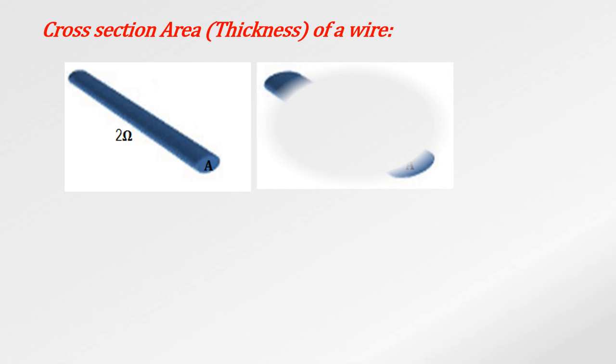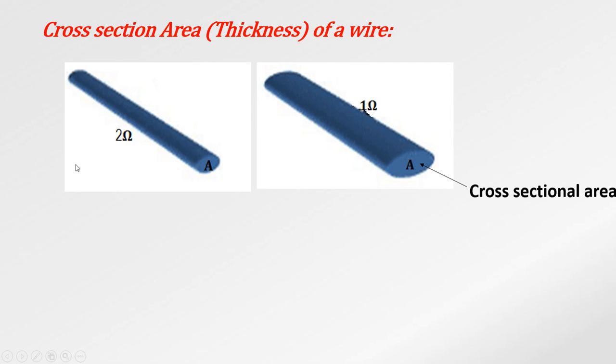Another factor that affects resistance is the thickness, or cross-sectional area, of the wire. What do I mean by cross-sectional area? This section here is the cross-sectional area of the wire. Here we have wires of the same length, but this wire has 2 ohms, while this one, which is wider, has 1 what? Ohm. So what do you observe from this? The larger the cross-sectional area, the lower the what? The resistance. And the smaller the cross-sectional area, the higher the what?